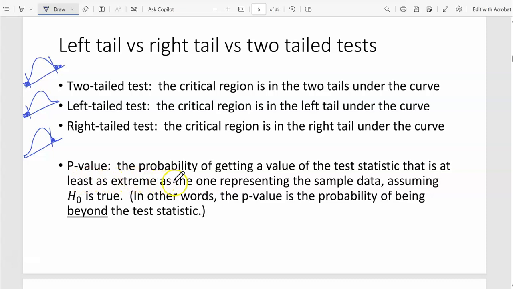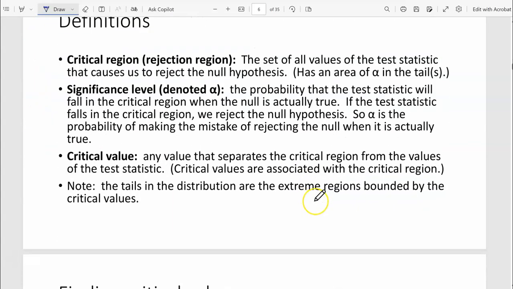The p-value is the probability of getting a value of the test statistic that is at least as extreme as the one representing the sample data, assuming H not is true. So, in other words, your p-value is really your probability of being beyond that test statistic. And we'll talk about and show pictures about what that looks like in a minute. We're just building vocabulary right now. So what are some more definitions that we need?